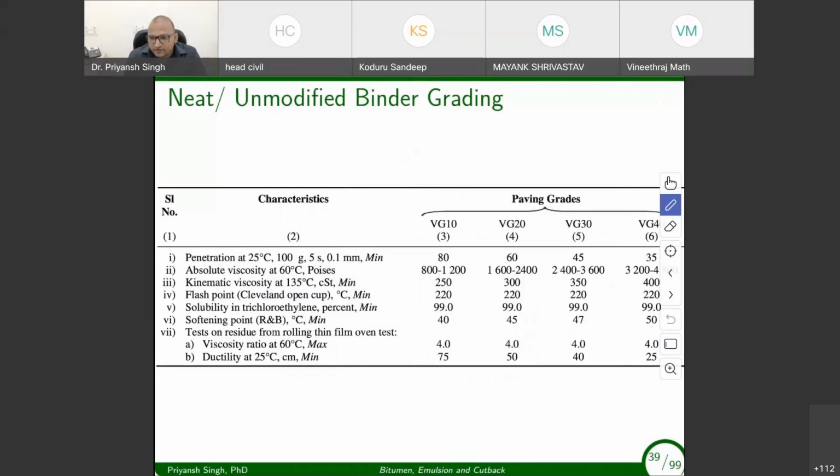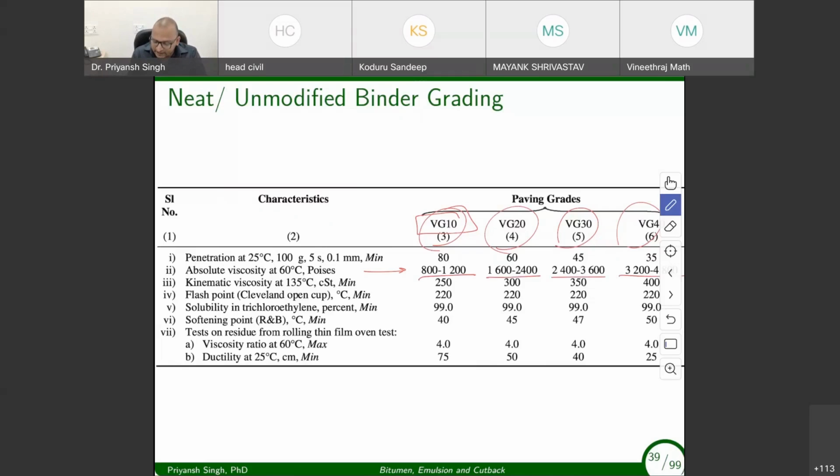Based on all these test results, you can grade your binder as per IS 73. According to the standard, there could be 4 different grades of paving bitumen. This is for unmodified binder. It could be VG10, VG20, VG30, VG40. This grading is done based on the viscosity, or absolute viscosity, tested at 60 degrees Celsius. So these are the viscosity ranges for this binder to be graded into specific grades.